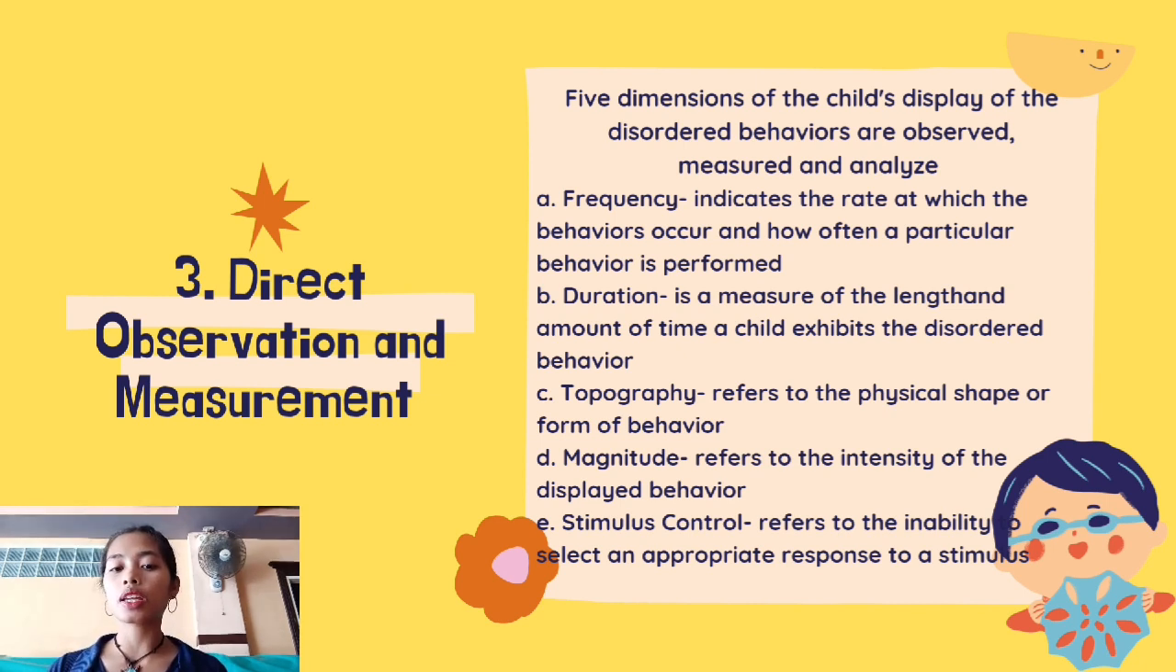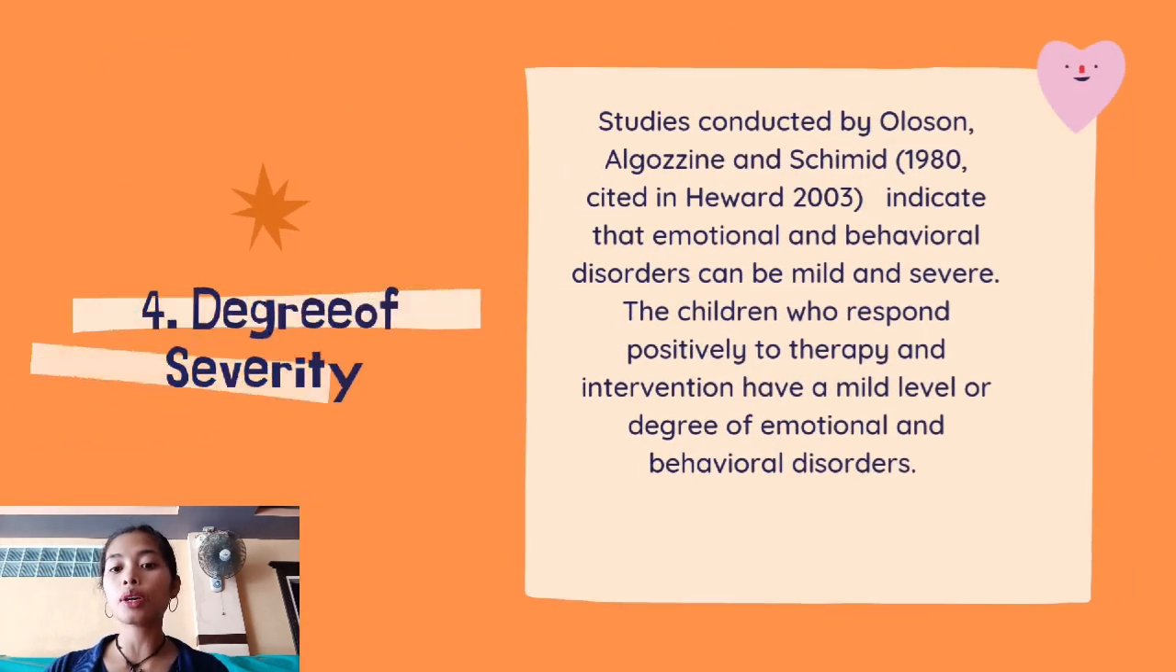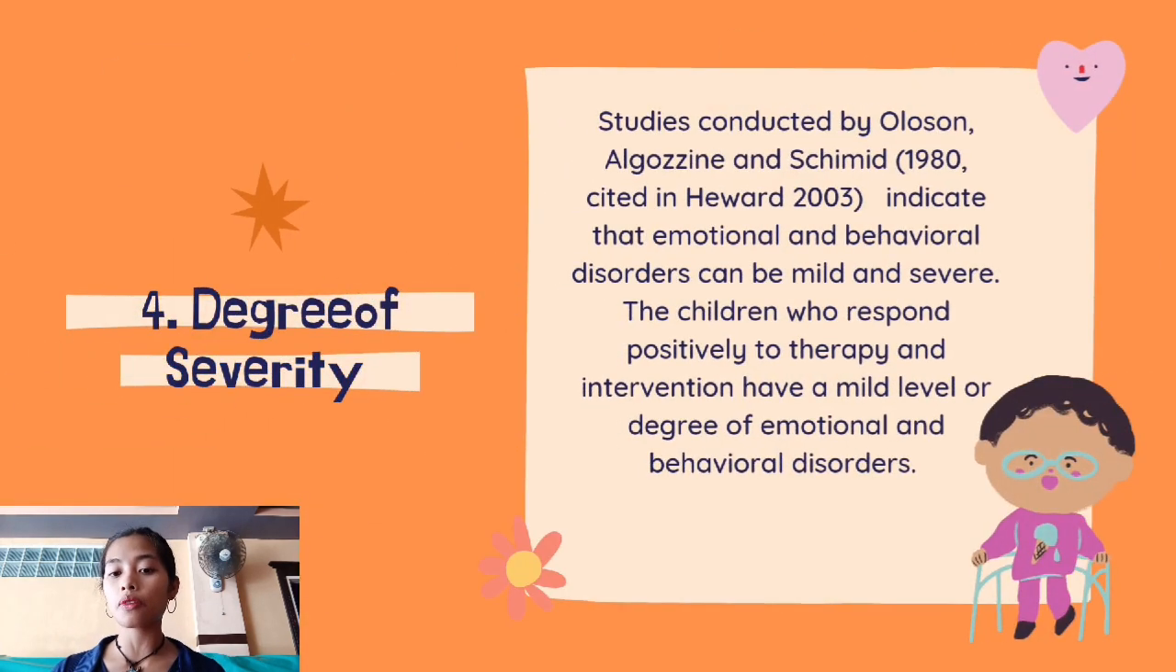Now let us proceed to the fourth and the last system of classification, which is the degree of severity. Studies conducted by Olson, Algozzine, and Schmid in 1980, cited in Howard 2003, indicate that emotional and behavioral disorders can be mild or severe. The children who respond positively to therapy and intervention have a mild level or degree of emotional and behavioral disorders.